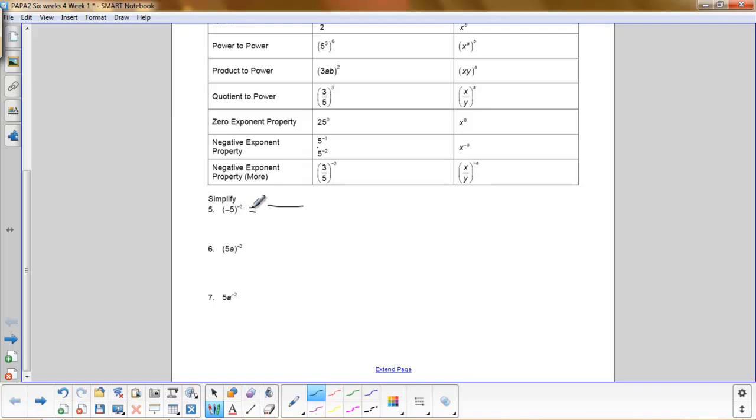So what I do in this instance to simplify is I simply start with a fraction bar, and then I write each value, each base and exponent on the top or the bottom of it based on whether it's negative or positive. So that means that this is going to be 1 over -5 squared. And -5 squared is a number, not a variable, so it can be simplified to positive 25.